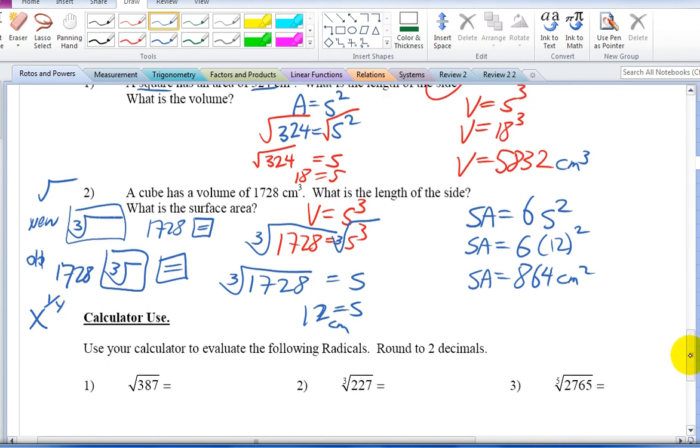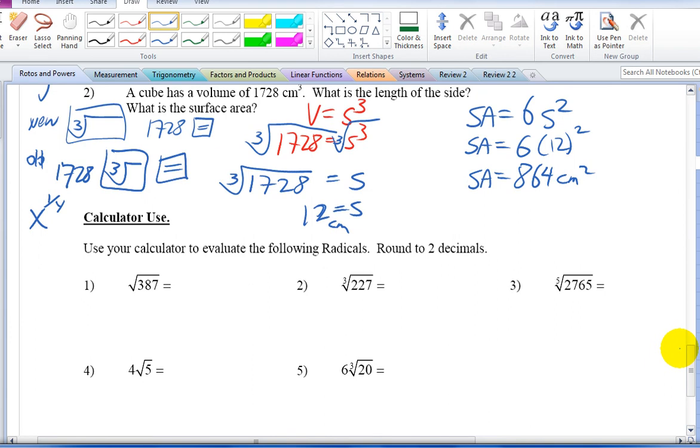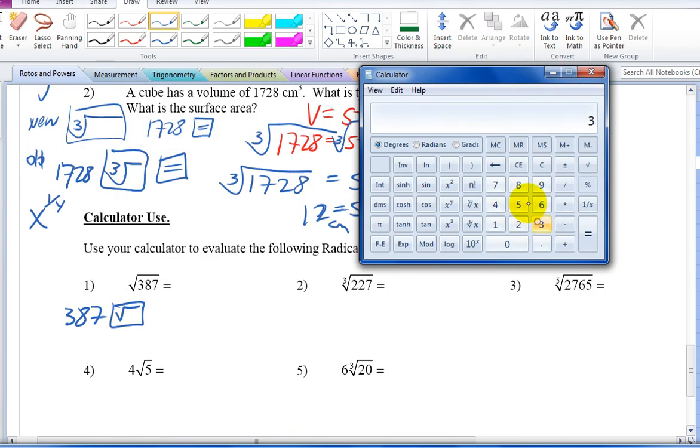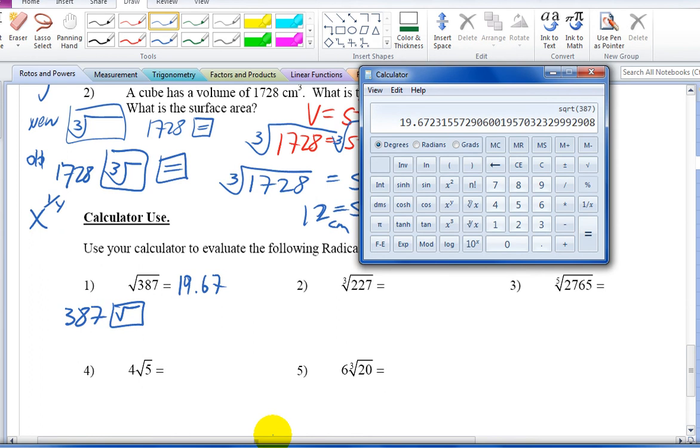So we're going to go over that right now with our calculators, and we're going to practice it. Okay, we have all the hard examples here. So round to 2 decimals. So this one here, the old calculator's 387 square root button. Make sure everyone practices this. Okay, are you still in here? Yep. Okay, 19.67. Any calculator help needed?